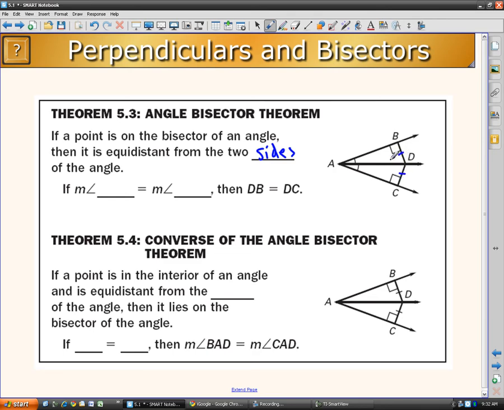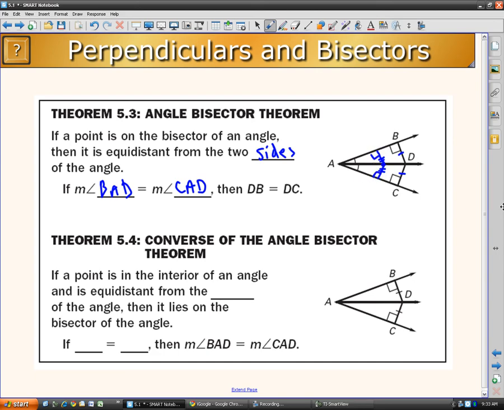So if angle BAD is equal to angle CAD, then DB and DC are equal. Okay, that's what it's telling us. The point could have been here, but we still have to have 90-degree angles to the sides because we always measure at 90-degree angles. That's how we find length, so those pieces would be equal to one another. So you just know that: you're always looking for the right angles.